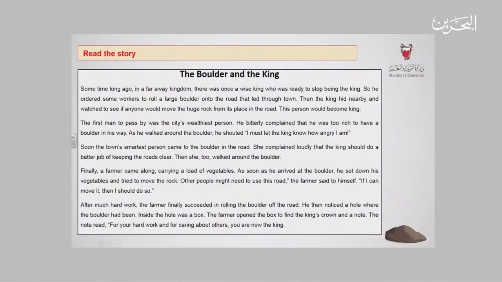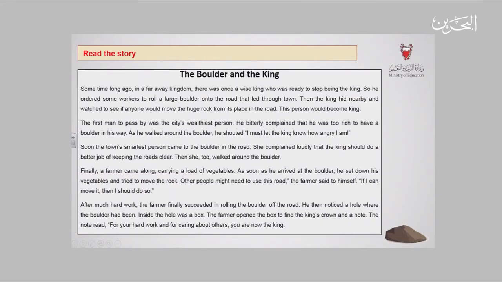Let's read it all together again. The Blunder and the King. Sometime long ago, in a far-away kingdom, there was once a wise king who was ready to stop being the king. So he ordered some workers to roll a large boulder onto the road that led through town. Then the king hid nearby and watched to see if anyone would move the huge rock from its place in the road. This person would become king.